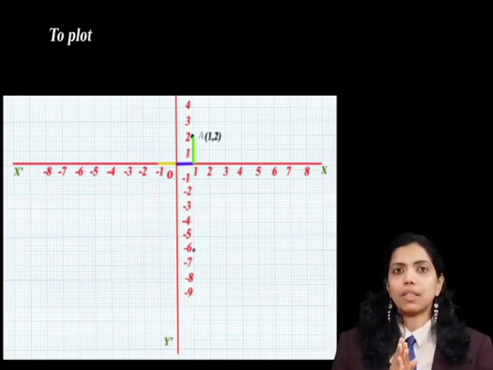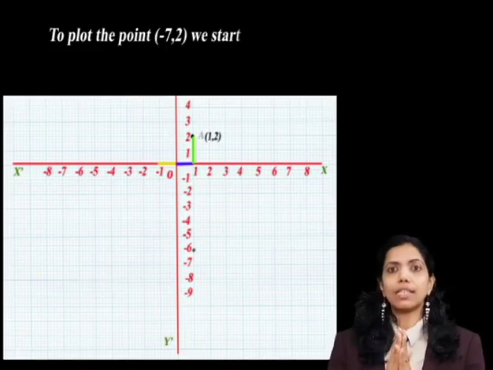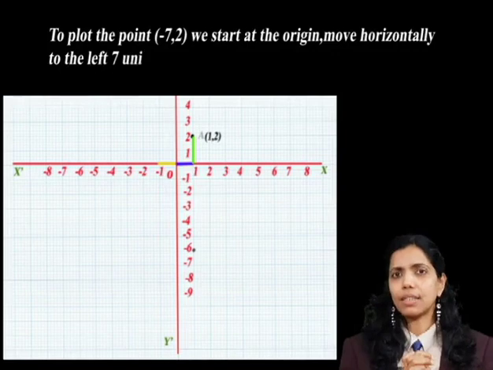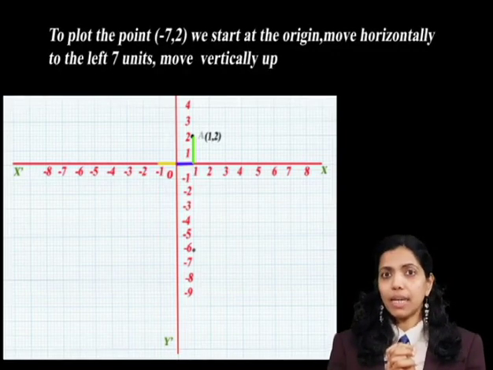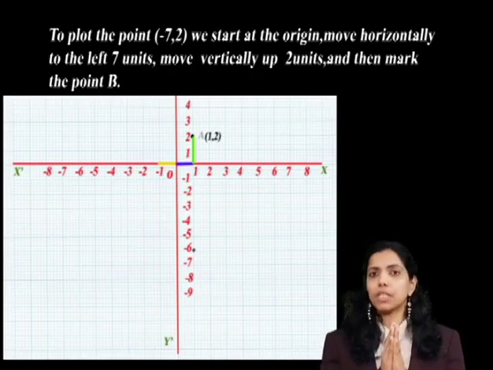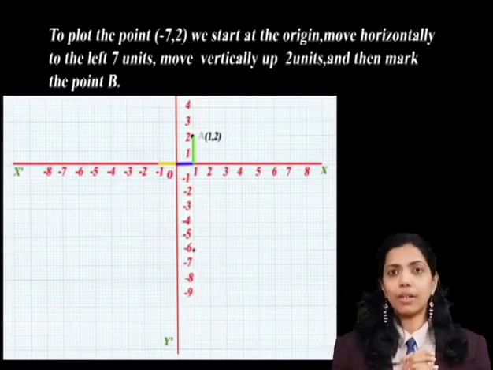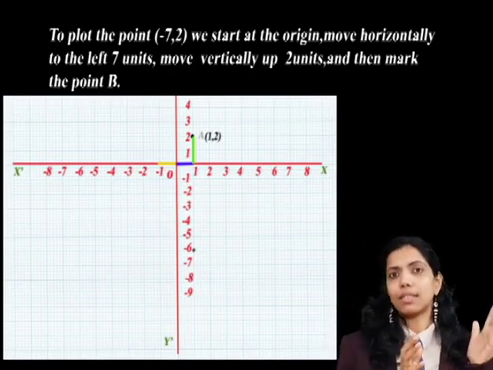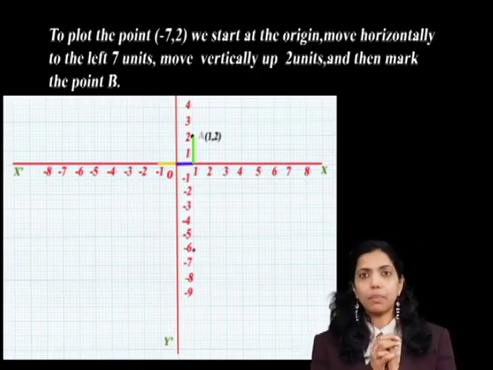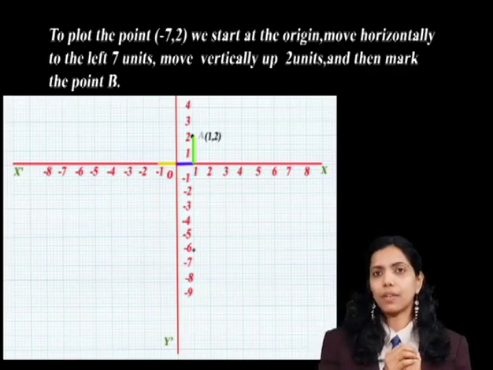The next point is B, and the coordinate is given as -7, 2. Have a look at that quadrant, -7, 2. So x is negative and y is positive. Can you tell me in which quadrant it lies? Of course, it is in the second quadrant. So we are going to mark the point -7, 2 in the second quadrant.